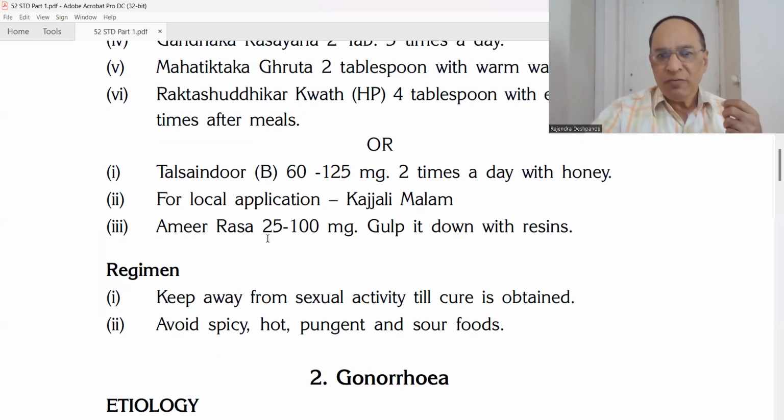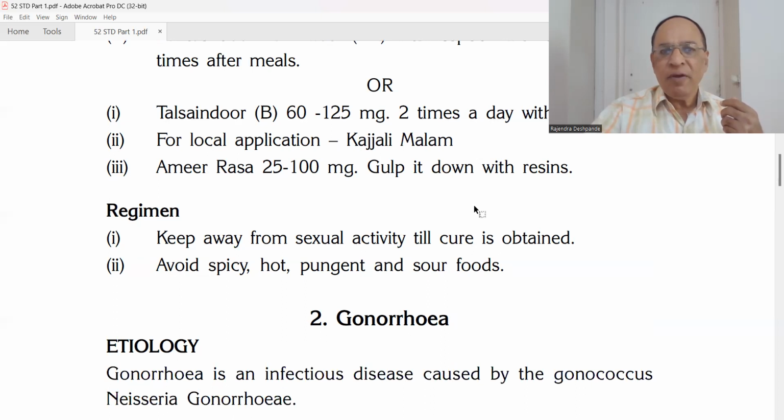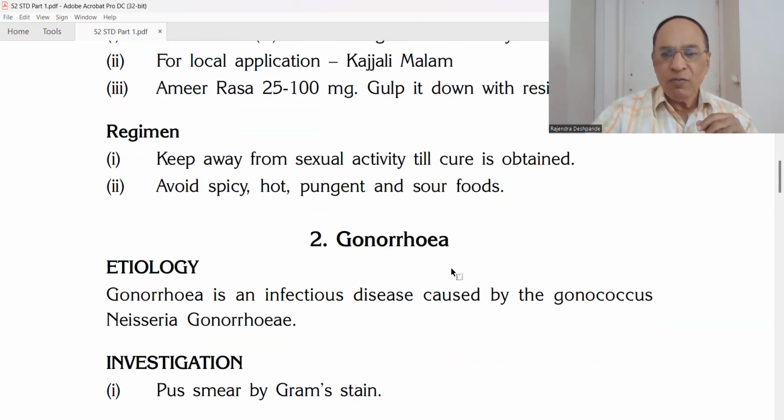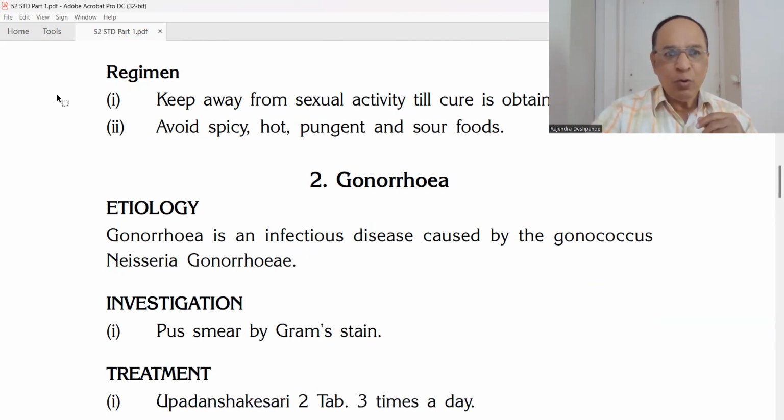Then Amir Rasa, 25 to 100 milligram. You can take this with the resins. Okay, regimen, keep away from the sexual activity till the cure is obtained. 100% cure should be there. Avoid the spicy, hot, pungent, and sour foods which will irritate that particular mucosa.